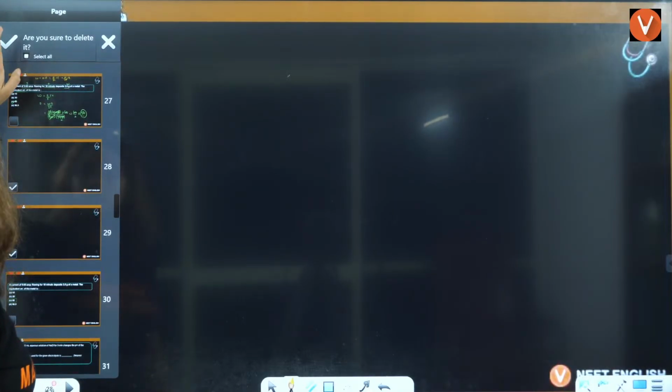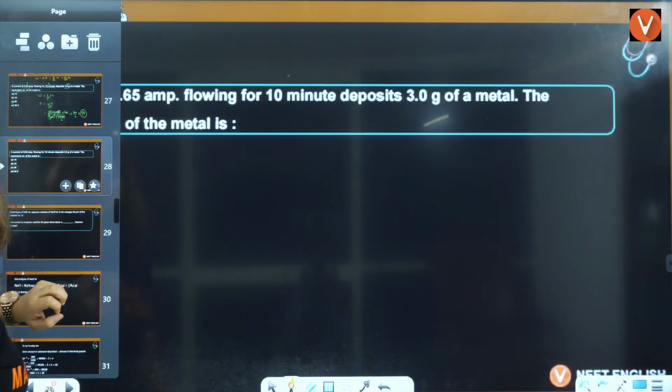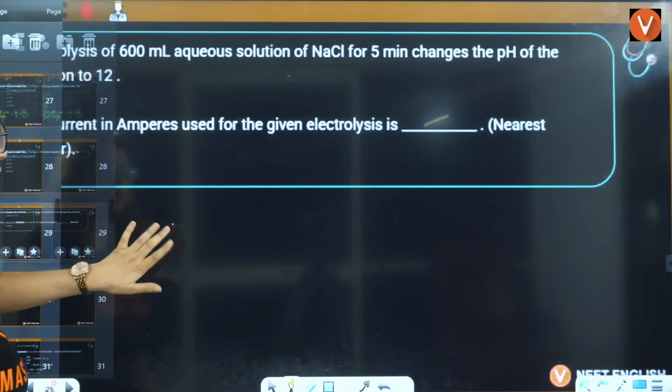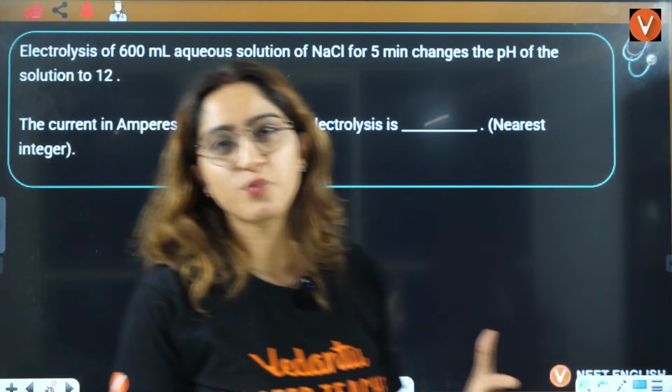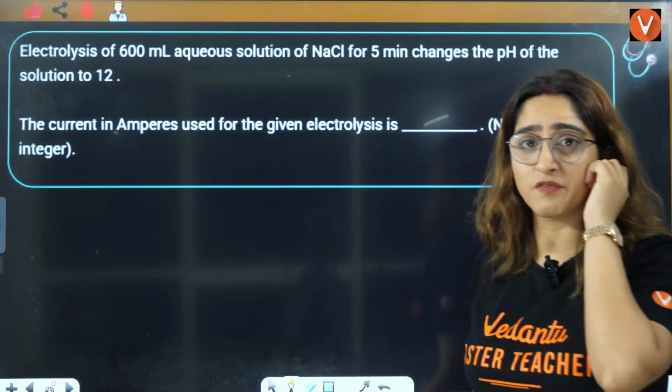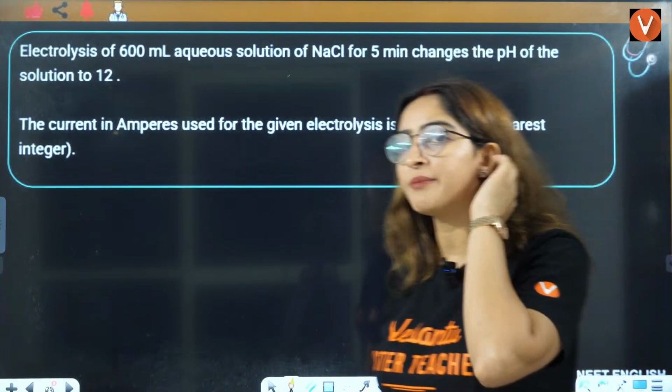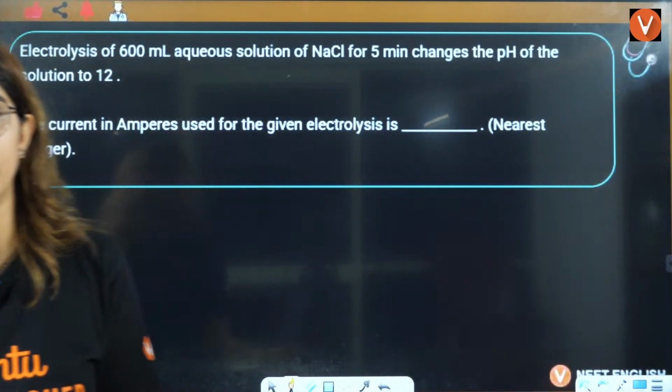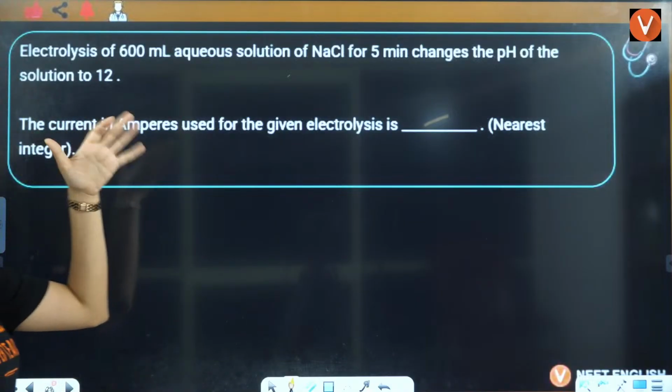Let's see some other question here. I have also picked up some JEE Mains questions here. This is a JEE Mains previous year question, because in JEE Mains the questions are repeated in NEET, right? So that's why I have picked up this question.